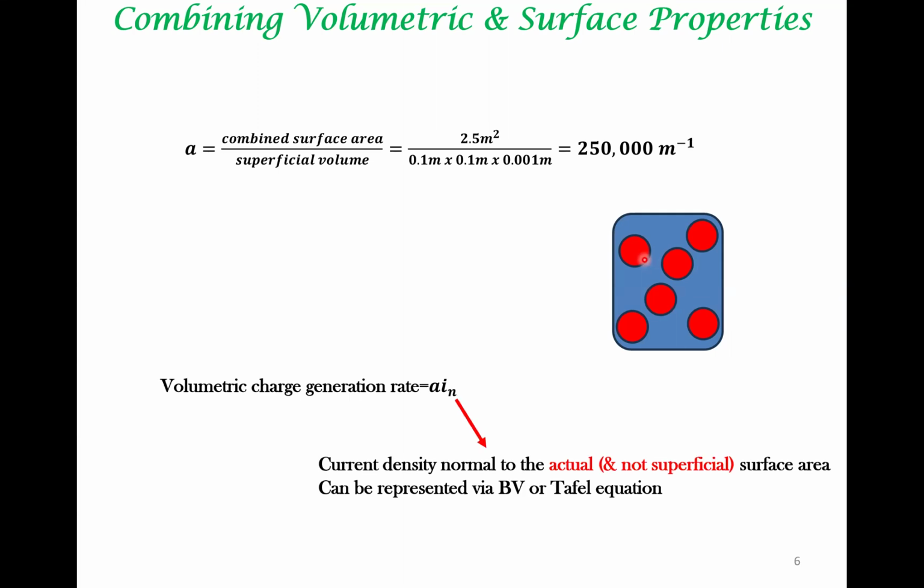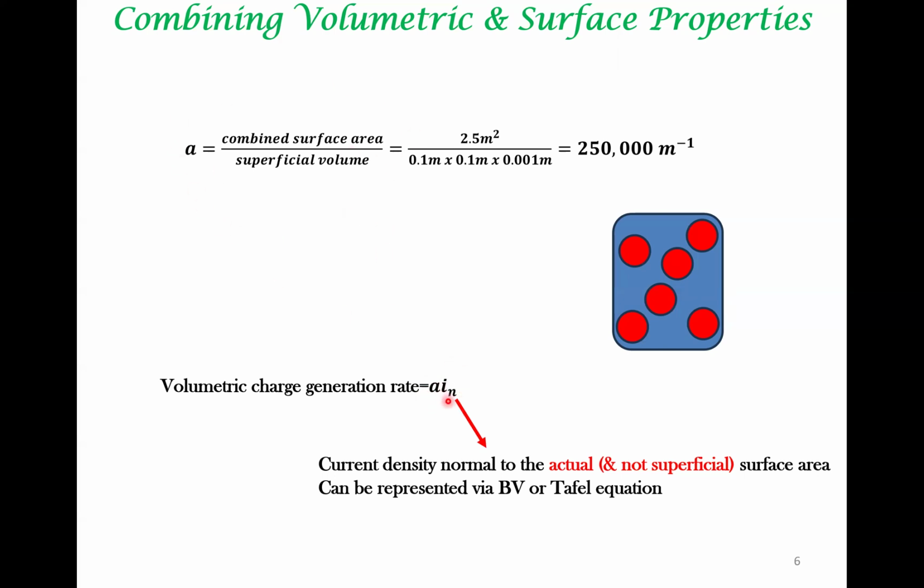So what does that help me? It helps me to think about a volumetric charge generation rate. As soon as I say charge rate, I'm talking about currents. And when I say volumetric charge generation rate, I'm talking about currents that are generated in a volumetric element. So how do I define the volumetric charge generation rate? I define it using two quantities. One quantity is A, which I have mentioned here.